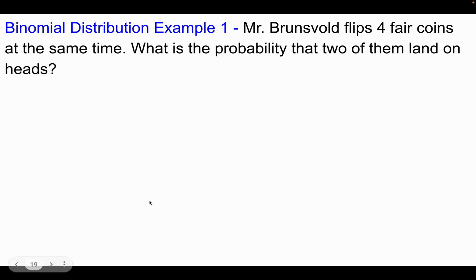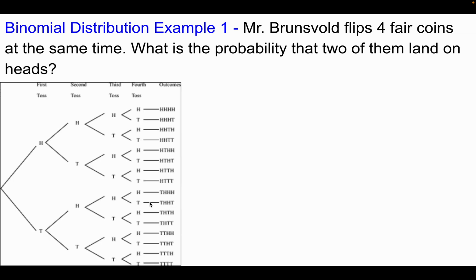Okay, so binomial distribution example number 1, Mr. Brunswick flips 4 fair coins at the same time. What is the probability that 2 of them land on heads? So I've got a probability tree drawn out here. You can see the first coin can be heads or tails, the second coin can be heads or tails, third coin can be heads or tails, fourth coin can be heads or tails.